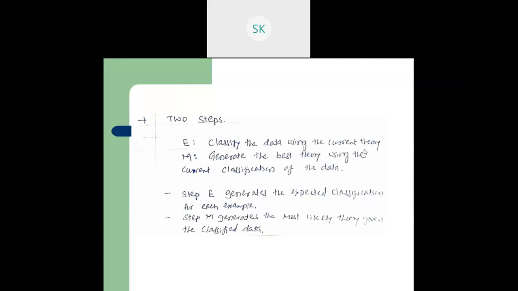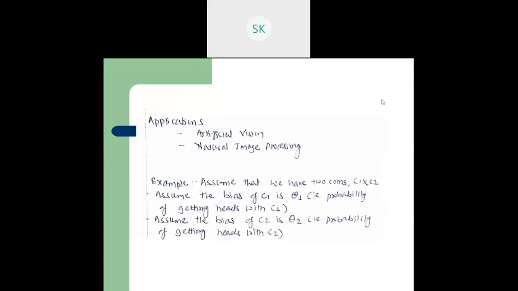So our best theory is the refinement of whatever current theory we have developed through the model. Our current theory is rule based. Let's take an example: based on the feature values, we have designed a rule and classified the data. In maximization, we change these rules so that the result is improved or enhanced. So step E generates the expected classification for each example, and step M generates the most likely theory given the classified data. That is the best theory we can give for classifying the data.